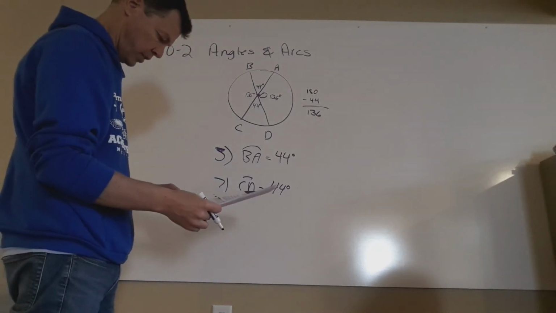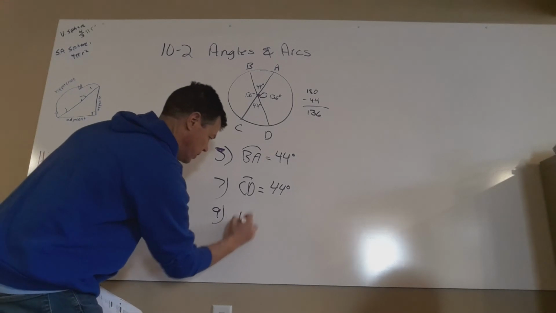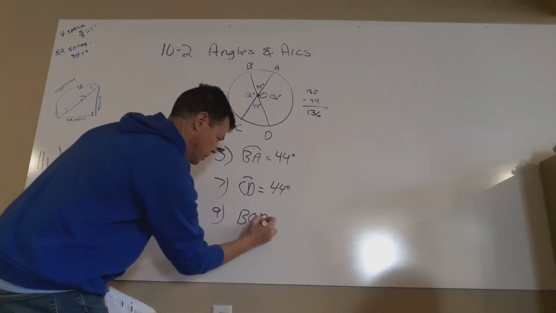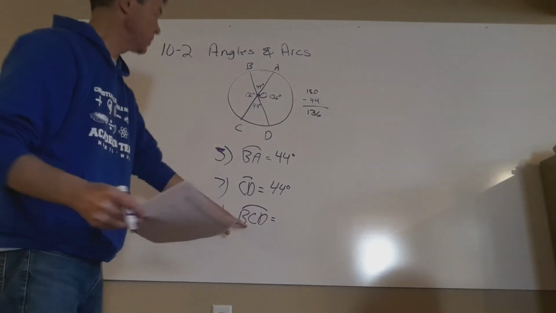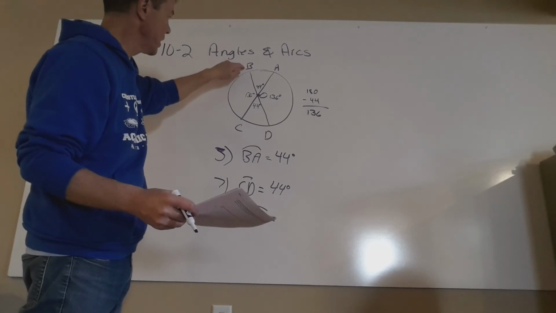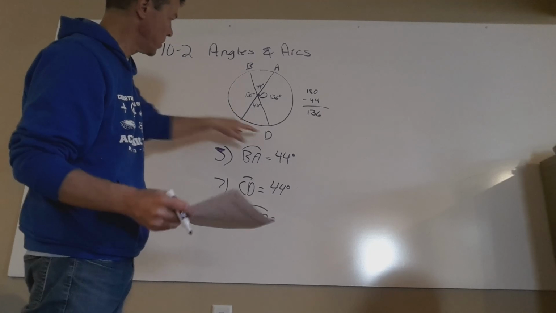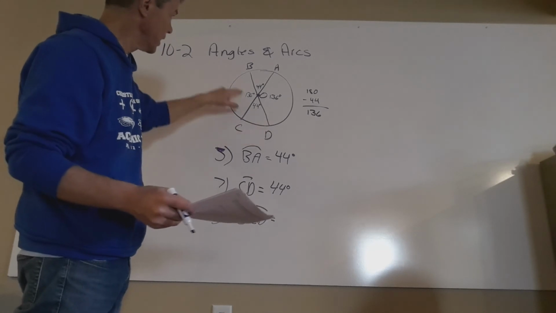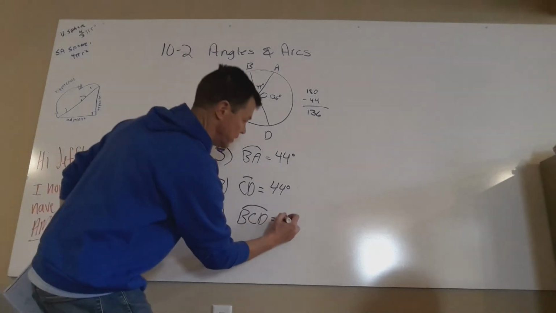And then arc BCD. That is a major arc because you have 3 letters in there. BCD going from here to the C to the D. That's our major arc, this portion. BCD, it's this angle plus this angle. That'd be easy, 180 degrees.